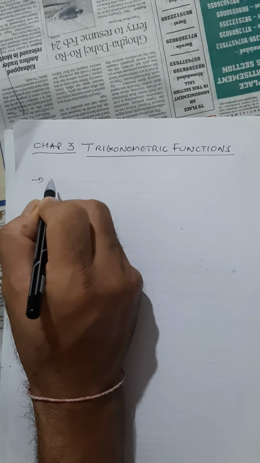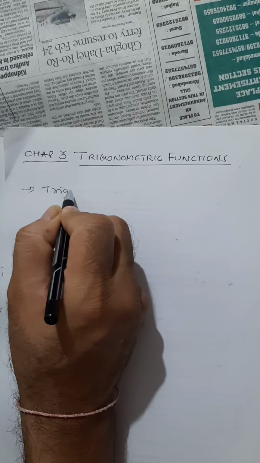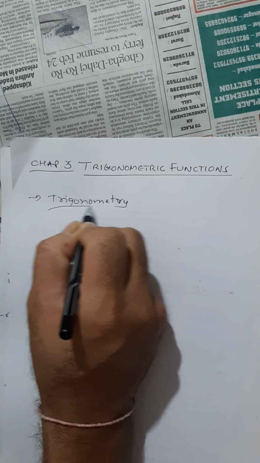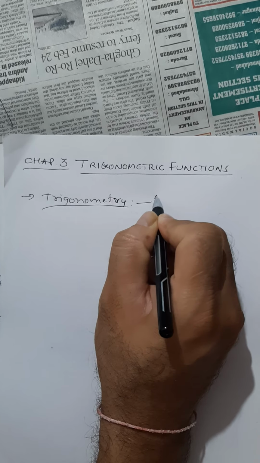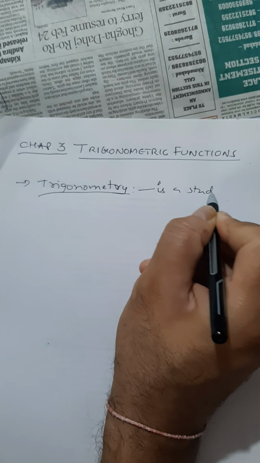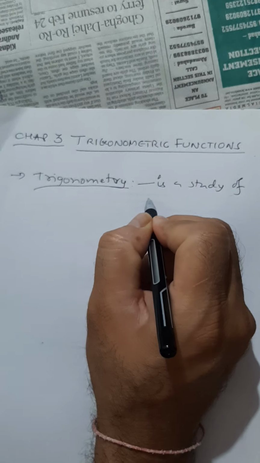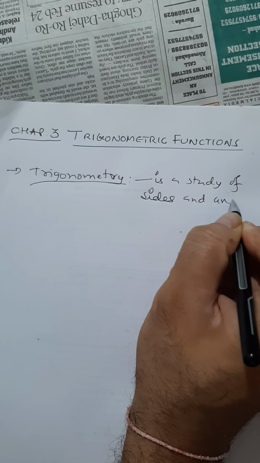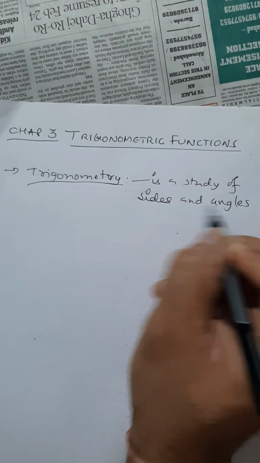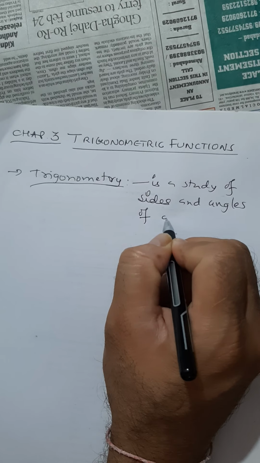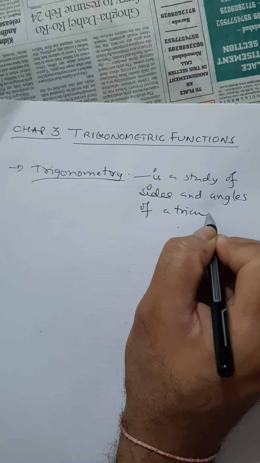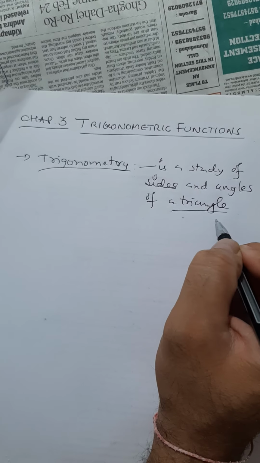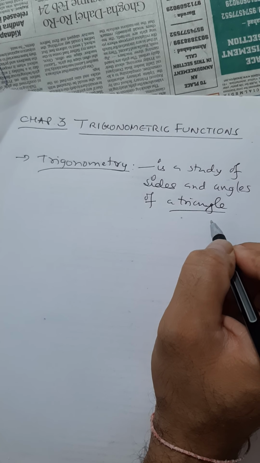The first thing is just recall what is trigonometry. So you know that trigonometry is a study of sides and angles of a triangle. Basically, you will realize it has a number of applications in physics and chemistry also. You will see once we start learning.